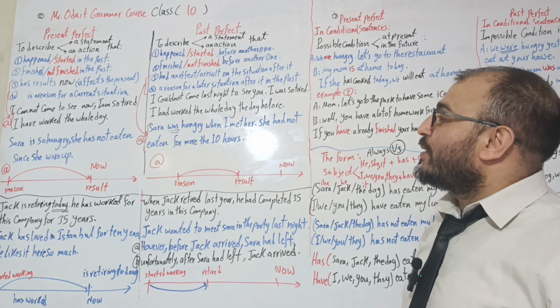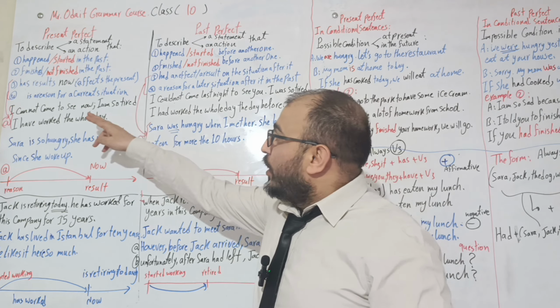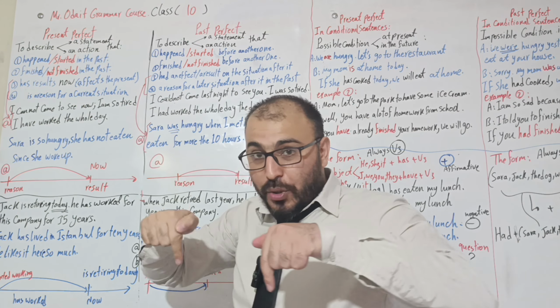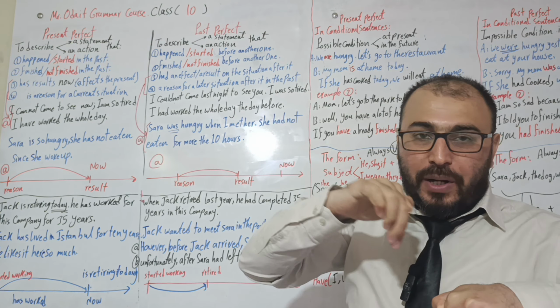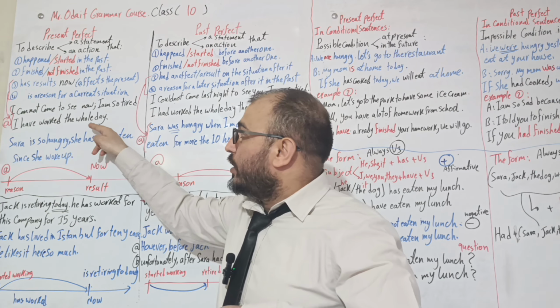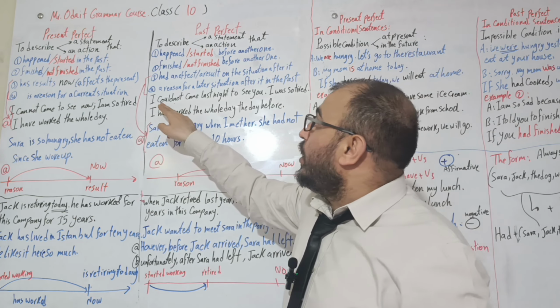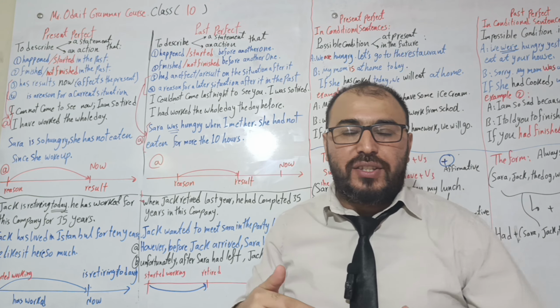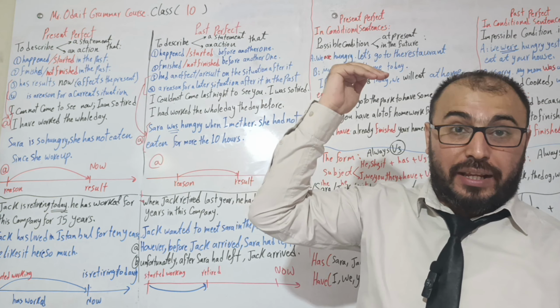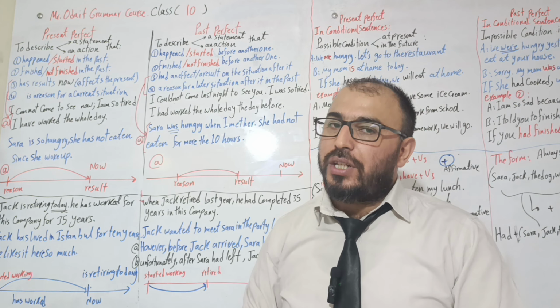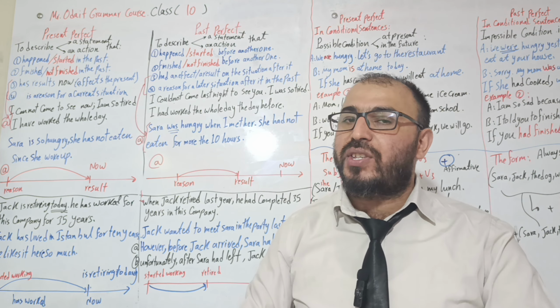Let me give you some examples here, my friends. Here we said, I can't come to see you now because something happened in the past. I have worked the whole day and I am tired so that I cannot come. Here, I am talking to you now about yesterday. You told me you didn't come to see me. I am so angry.